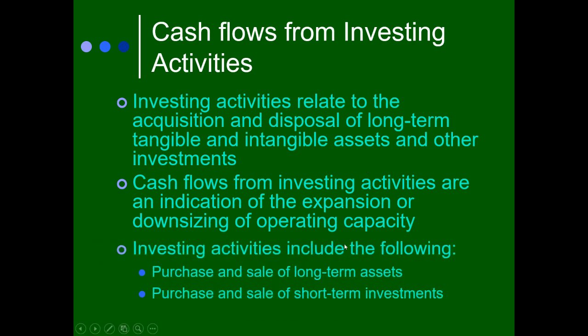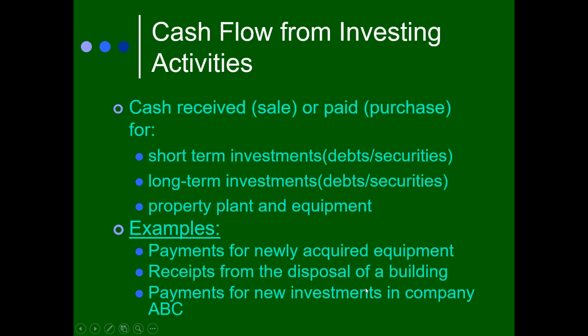Investing activities will include the following: purchase and sale of long-term assets, and purchase and sale of short-term investment. Here, short-term investment means more than one year, 1 to 3 years. Because investment is not categorized as a long-term asset, we say it's a short-term investment. It's more than 1 year, but maybe below 5 years. Cash received and paid are usually from short-term and long-term investment, debt securities, and from property, plant, and equipment.